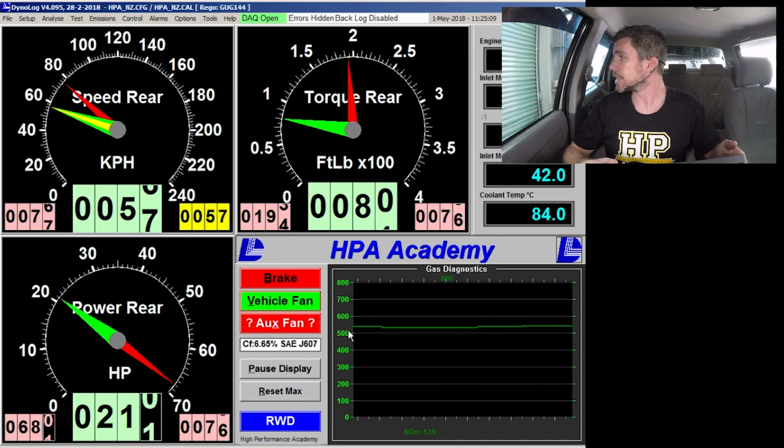Let's head across to the dyno and we'll have a look at what our current NOx output is. So we can see this is being demonstrated here on our time graph in green. At the bottom here we have our current NOx output, which we can see is sitting at the moment at 535 parts per million. So now we're going to make some changes to our exhaust gas recirculation.